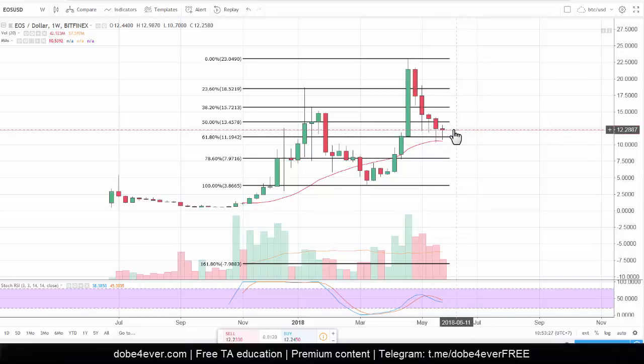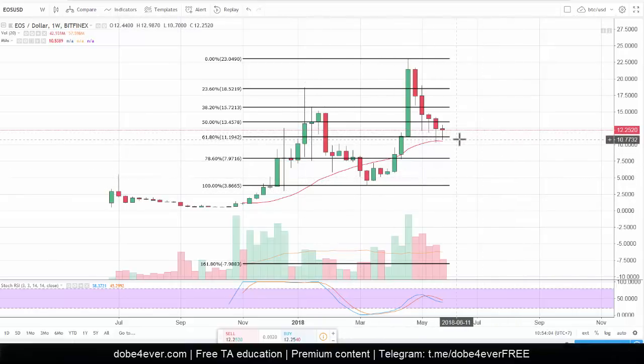And I can imagine people would be freaking out so much if EOS goes down to $8. People would be super freaked out. But you know what, guys? The price action would still be perfectly bullish, because all we have here is higher highs and higher lows on the big scale, on the weekly candles. We don't even have one lower high or lower low, not one. So even if this was to go down to the 78.6, it would still be uptrending and it would still be bullish.